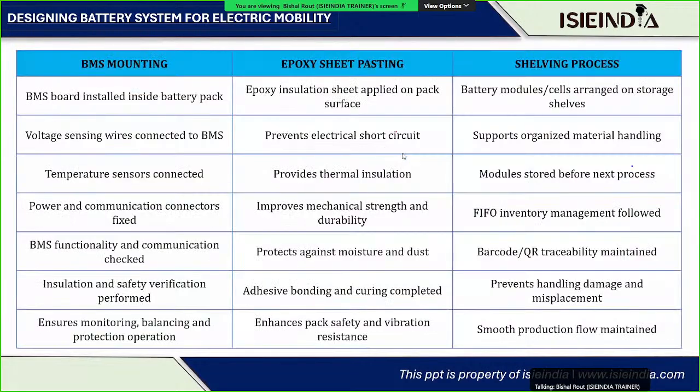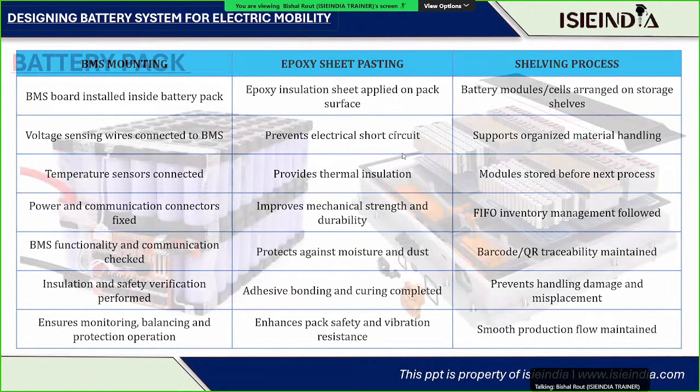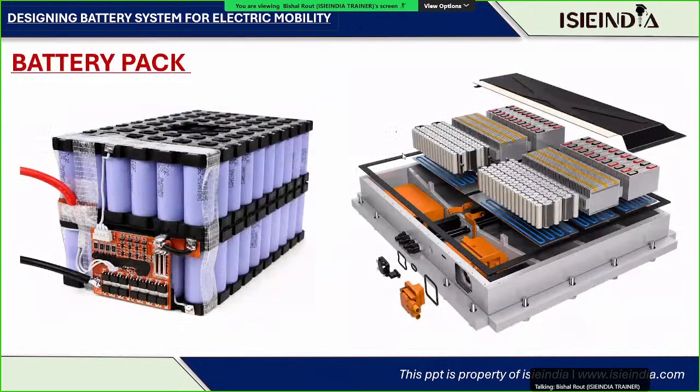Then, once the cells are properly balanced, you can mount the battery management system, paste the epoxy sheet, and do the shelving process. In the shelving process, we attach the barcode and the QR code so that we can trace that particular battery pack. We also write the adhesives so that any kind of damage or displacement won't happen. And then our complete battery pack has been manufactured.